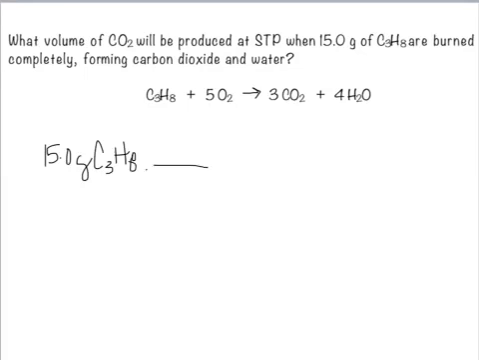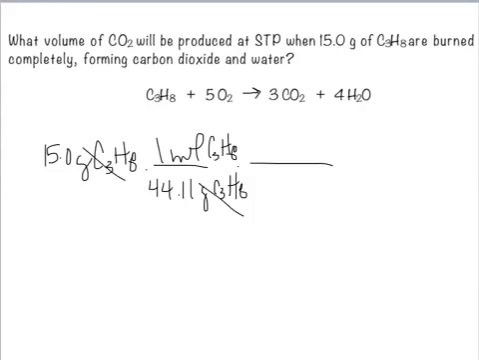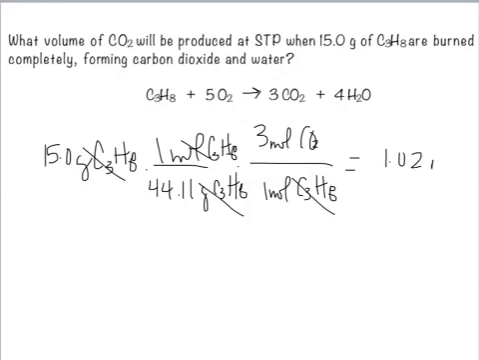All right, and I know that every 1 mole of propane has a mass of 44.11 grams. Grams of propane cancel. Now that I know the moles, I can do my mole ratio from the balanced formula. For every 1 mole of propane, I have 3 moles of carbon dioxide. Now, if I solve this, this will tell me how many moles of carbon dioxide I have, and I have 1.02 moles of CO2.